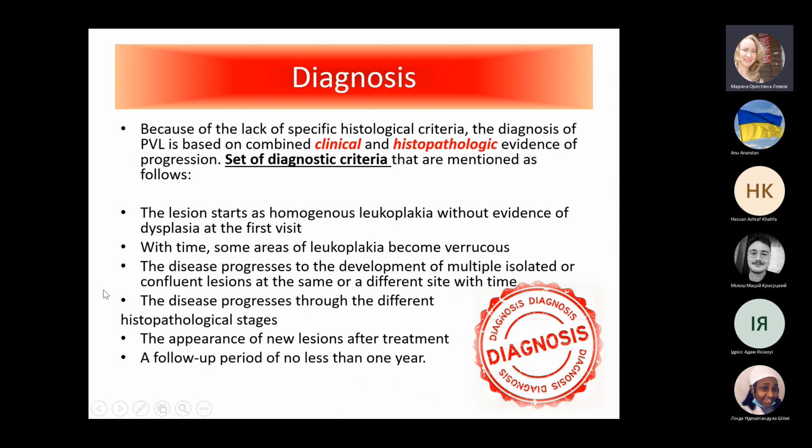Diagnosis. Because of the lack of specific histological criteria, the diagnosis of proliferative verrucous leukoplakia is based on combined clinical and histopathologic evidence of progression. The set of diagnostic criteria is as follows. The lesion starts as homogeneous leukoplakia without evidence of dysplasia at first. With time, some areas of leukoplakia become verrucous. The disease progresses to the development of multiple isolated or confluent lesions at the same or a different site with time. The disease progresses through the different histopathological stages. New lesions appear after treatment and a follow-up period of no less than 1 year.